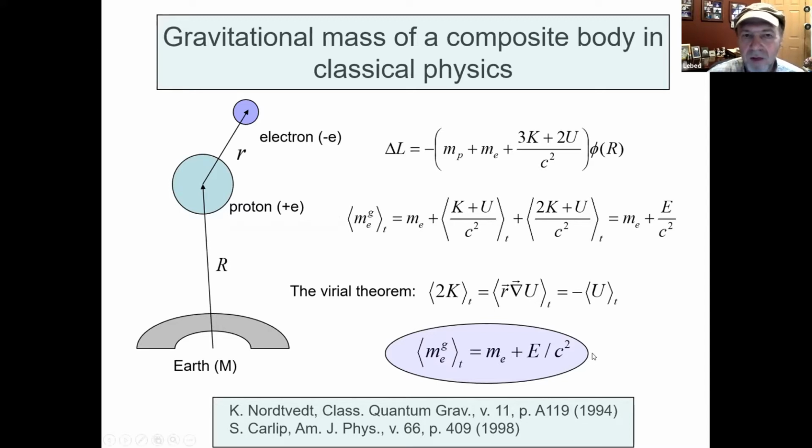So in the classical case, I would say that the concept of gravitational mass of a composite body is not trivial, because the gravitational field is coupled not directly to the energy. This is kinetic energy and this is potential energy of the body, but it is coupled also to some term which is called the virial term. But fortunately, in classical physics, there is a virial theorem, and if you take the time average of this gravitational mass, it will still give you the Einstein equation, contribution from the potential and kinetic energy of electron is E over c squared. So this is the result of Nordtvedt and Károlyházy, and valid only in classical physics.